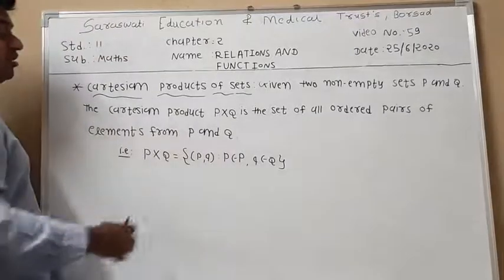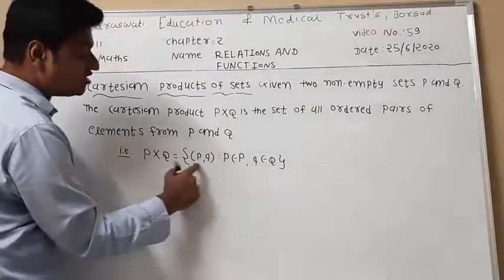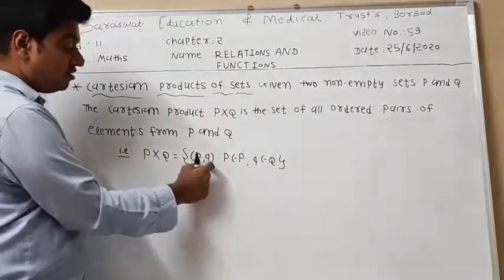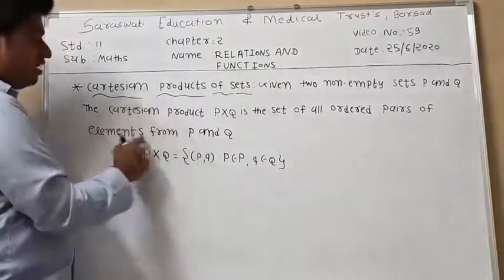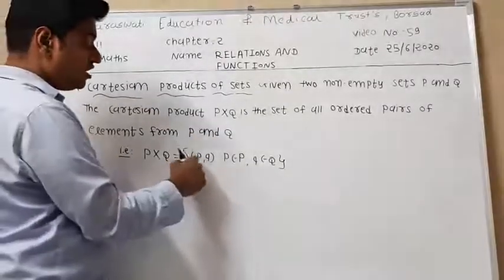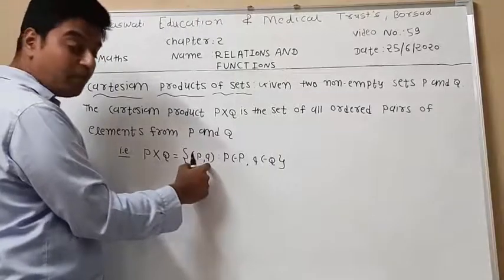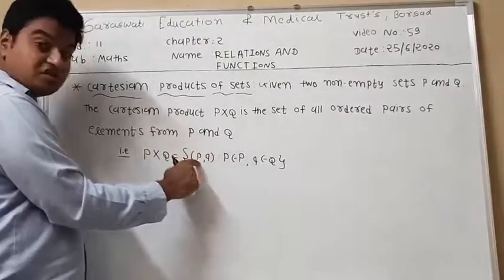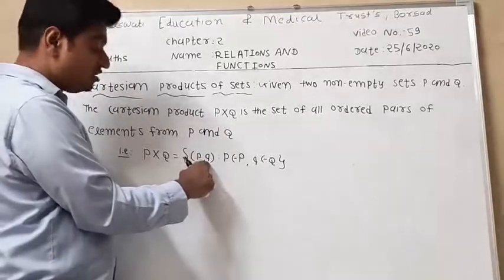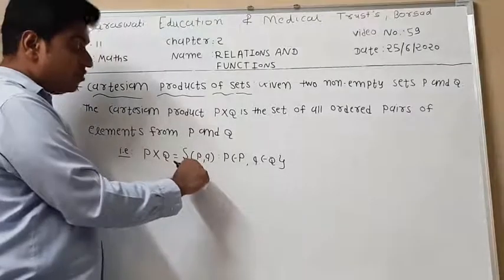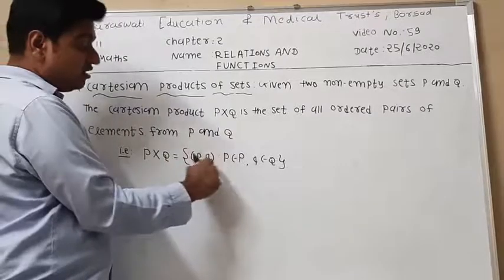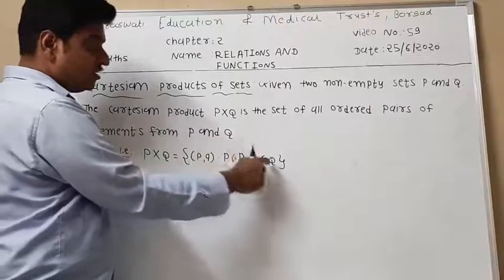Now, what is the meaning of ordered pair? Ordered pair means we represent it in small brackets in this way. Elements from P and Q: P Cartesian product Q is equal to the set of ordered pairs (p, q). Here the first position is p and the second position is q. The value of small p is present in capital P and the value of small q is present in capital Q.